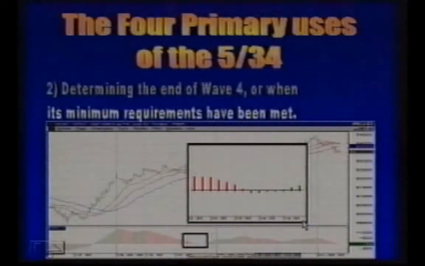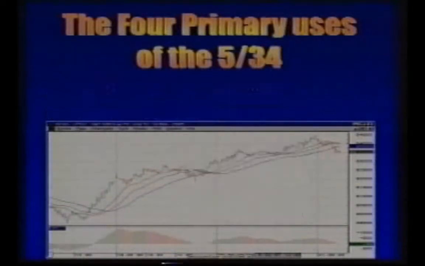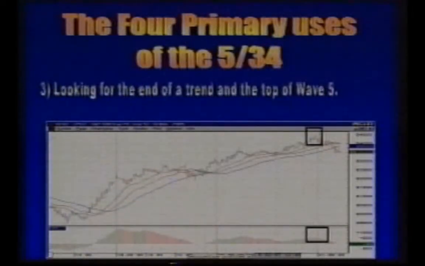So the second job, or the second primary use of the 534, is to tell us when the minimum requirements for wave 4 have been met. Because if we're in a wave 4, we certainly don't want to trade this, because 85% of all of our whiplashes happen in wave 4. We want to wait until this crosses 0 before we even start to look for a place to go long or short again. The third use is the end of a trend.